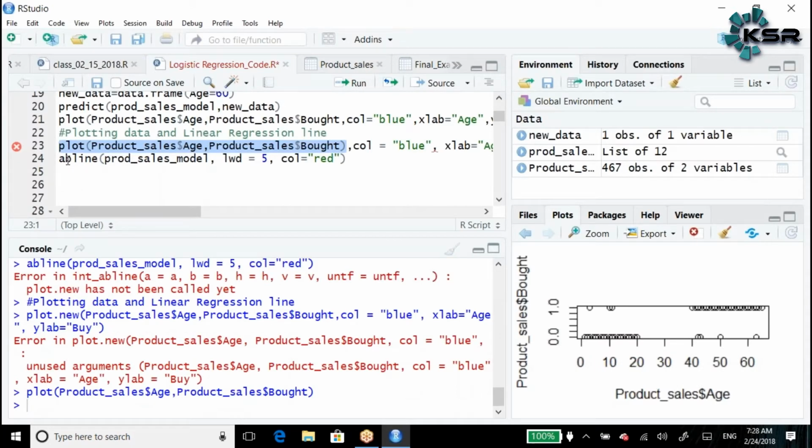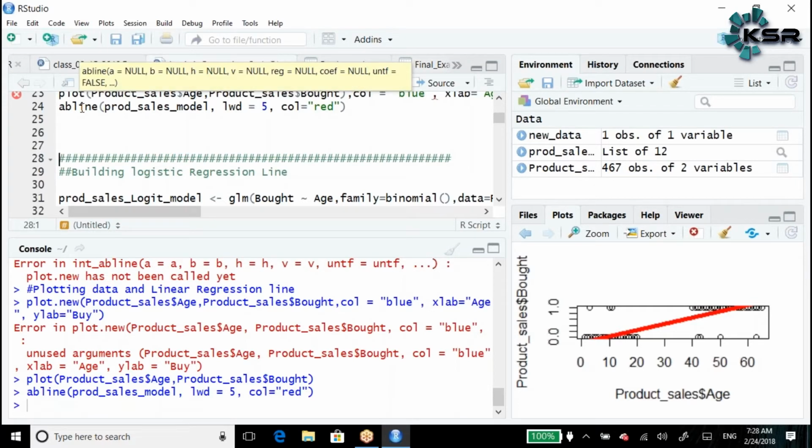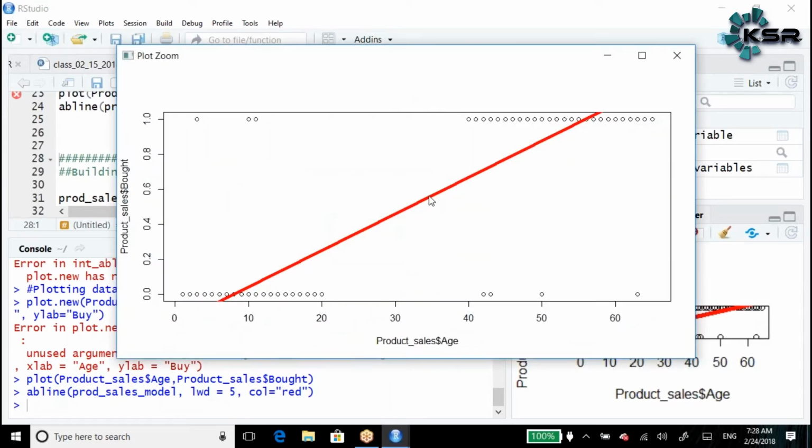So abline is the absolute line, using the model, with line width lwd equal to 5. See, abline is nothing but a straight line, like linear regression, which is a straight line. Based on the model, lwd equal to 5 is nothing but the width of the line. Lwd is line width. Line width equal to 5 means the width of the line is 5.